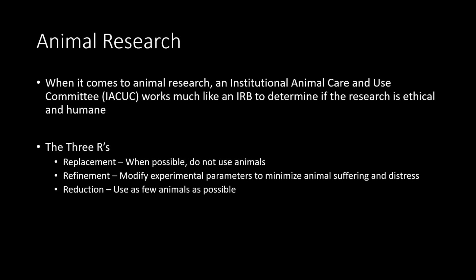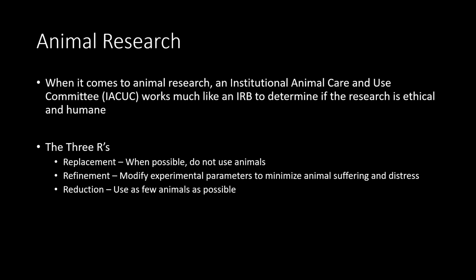The overarching idea of how to manage and do good animal research falls under the 3 R's, which is replacement, refinement, and reduction. So moving backwards, reduction is just use as few animals as possible. If you could do your study with 28 animals per condition, use 28, don't use 50.